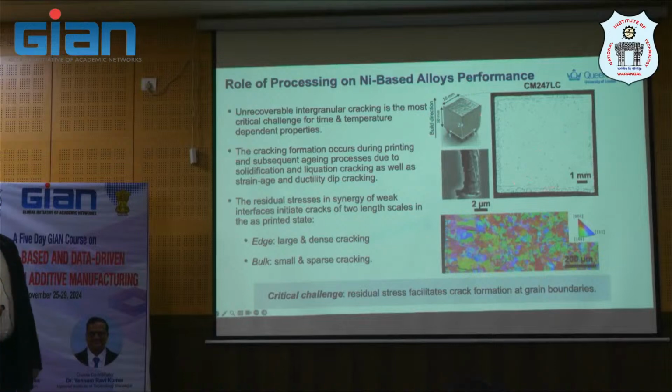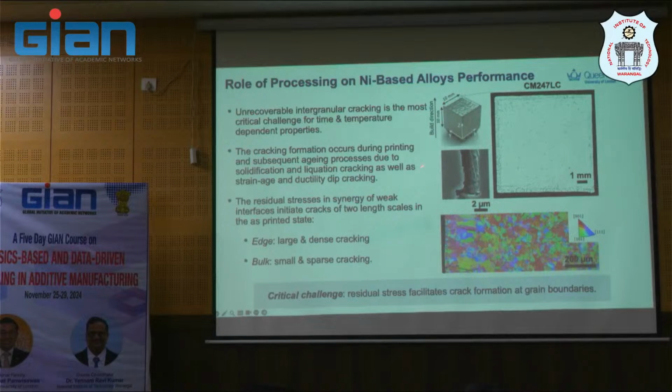I will show you that later. We developed this alloy based on the Renishaw 400 AM machine. You will see that irregular cracking is still an uncovered, more critical challenge for this time-temperature-dependent property, and cracking occurs everywhere.